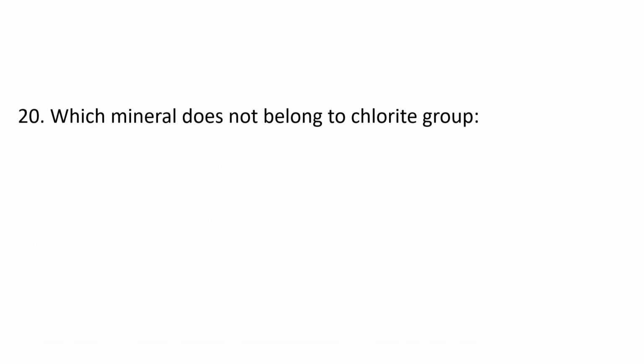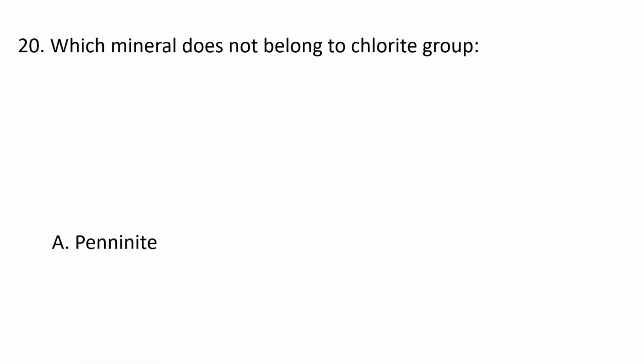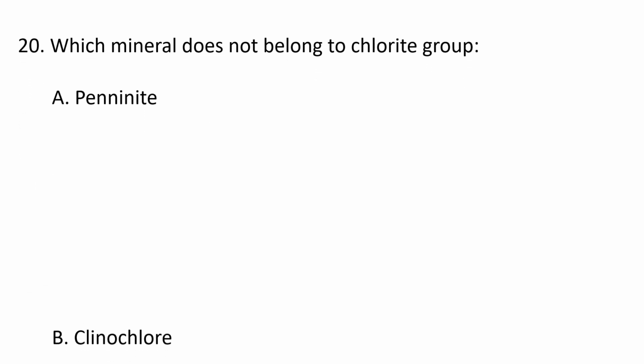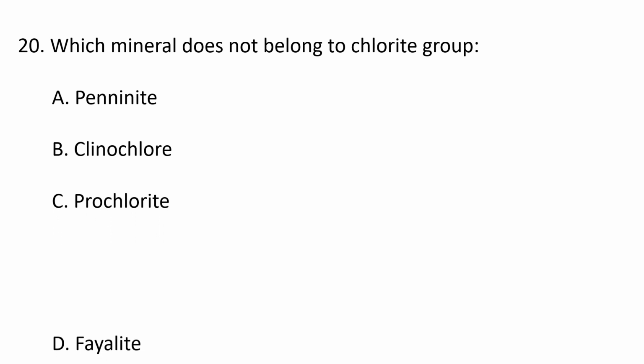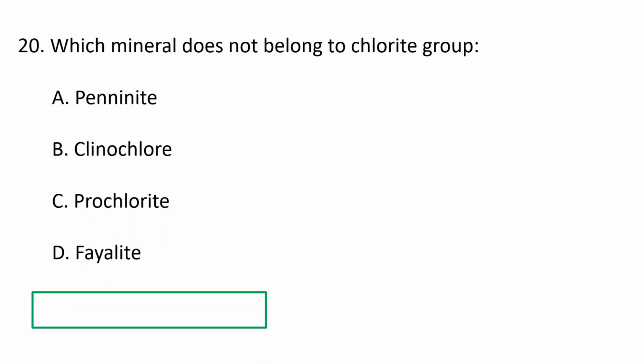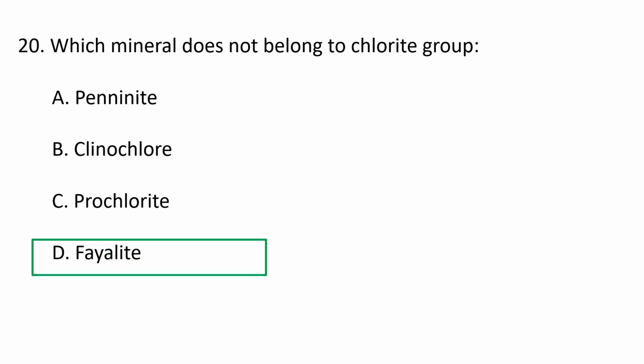Next question. Which mineral does not belong to the chlorite group? A. Penninite, B. Clinochlore, C. Prochlorite, D. Phyllite. So all these minerals, penninite, clinochlore and prochlorite, belong to the chlorite group, whereas phyllite belongs to the olivine group. So that's why D is the correct option.